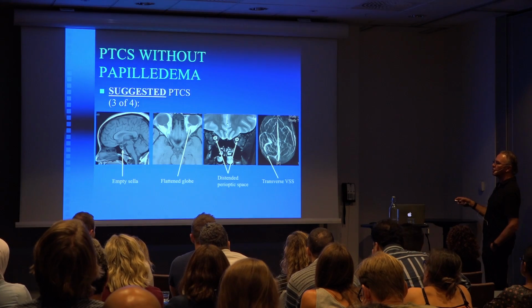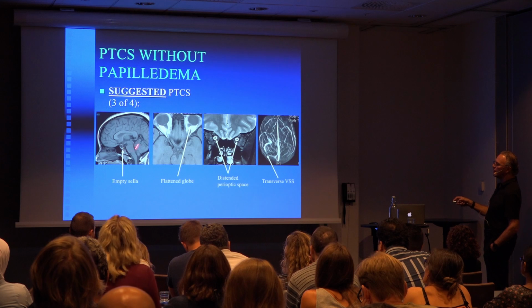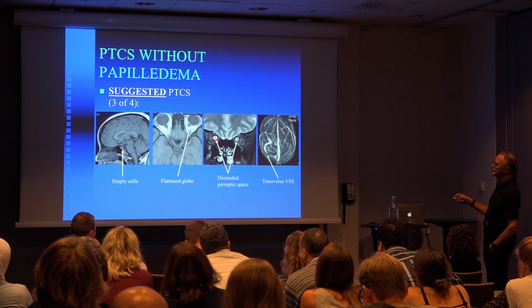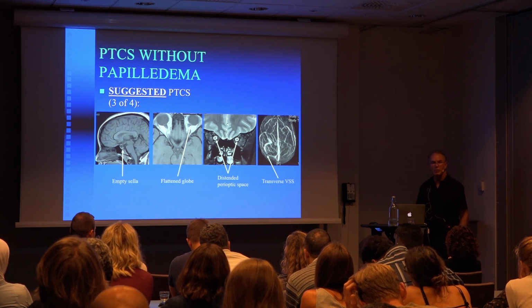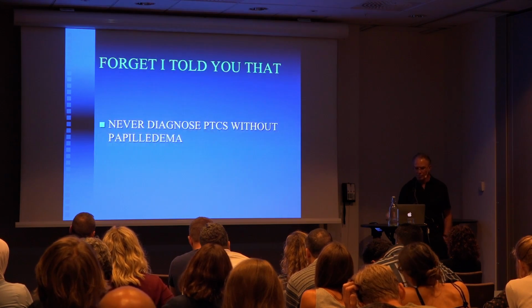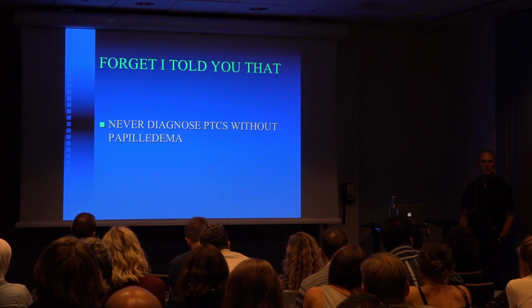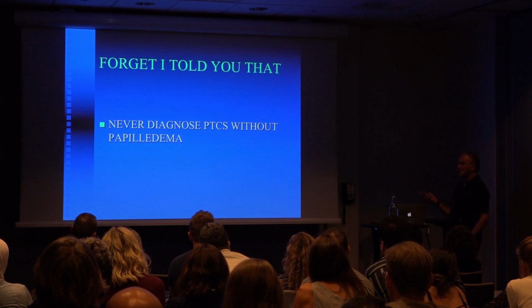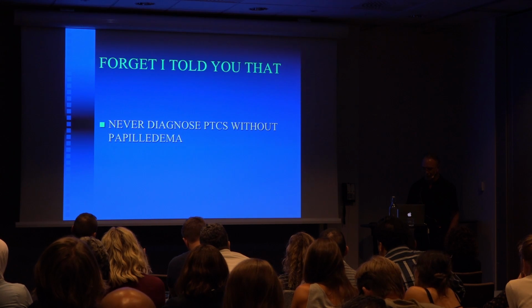So if you have those first 3 things that I told you about, and you have 3 out of 4 of these: empty sella, flattened globe back here posteriorly, widened CSF space, venous stenosis on that. You can call that pseudotumor cerebri syndrome. Okay, forget I said that. Don't ever diagnose pseudotumor cerebri syndrome without papilledema. This is a specialist diagnosis, but you can have that happen. This is what I tell our residents. Do not get yourself in trouble by making this diagnosis.